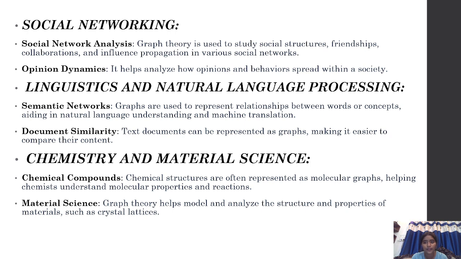Linguistics and natural language processing. Semantic networks. Graphs are used to represent relationships between words or concepts, aiding in natural language understanding and machine translation. Document similarity. Text documents can be represented as graphs, making it easier to compare their content. So, how is graph theory used in chemistry and material science? In chemistry, compound structures are often represented as molecular graphs, helping chemists understand molecular properties and reactions. In material science, graph theory helps model and analyze the structure and properties of materials, such as crystal lattices.